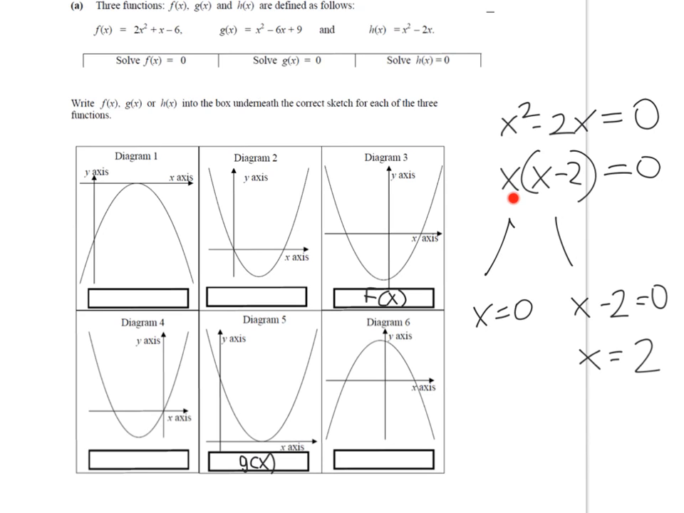And once we have the two factors, this is one factor, this is the other, we put them both equal to 0. So x equals 0 and x minus 2 equals 0. We solve this one to get x equals 2. So we have two answers, x is equal to 0 and x is equal to 2. That means the graph cuts through the x-axis at 0 and 2. So it must be this graph. It couldn't be this one because it would have a negative answer for this part. So it's definitely diagram 2, which belongs to this function h(x).